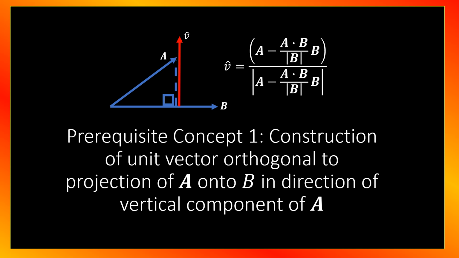This concept is about retrieving from vectors A and B the vertical components of A, the unit vector orthogonal to the projection of A onto B in the direction of the vertical components of A, which is over here. We get that by saying, well, we have A over here, and we subtract the vector projection of A onto B, which is over here. That's where its head is. You have a vector over here, you have a vector over here. We subtract this one from this one to get a vector over here. And then we normalize it by the magnitude so that we get a unit vector v hat.